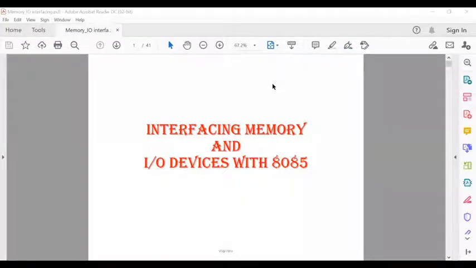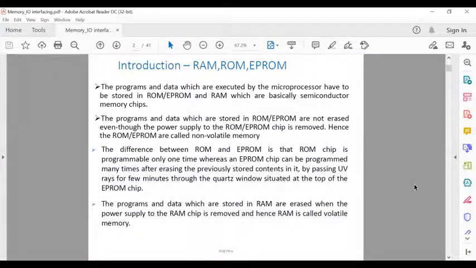Today I'd like to discuss the interfacing of memory and IO devices with the 8085, how to interface the memory devices or IO devices. First, I think all of you are familiar with the RAM and ROM concept. The program and data that are executed by the microprocessor have to be stored in ROM or RAM, which are basically semiconductor memory.